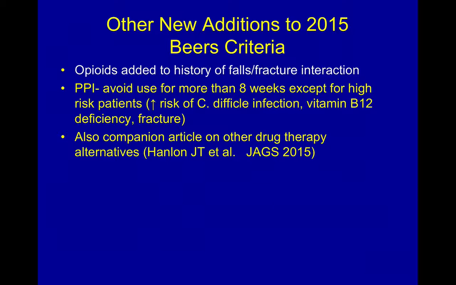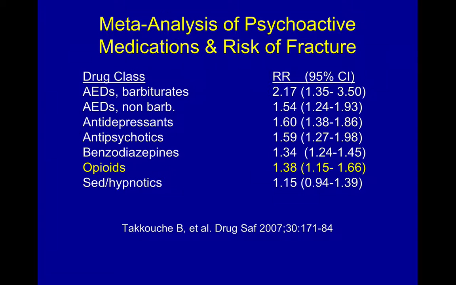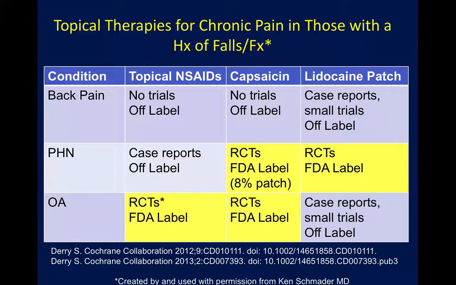The other thing that's encouraged throughout the Beers criteria is that companion article, drug therapy alternatives. The biggest reason why opioids got added to the list is that when you look at drugs that can have psychoactive effects on elderly patients and put them at increased risk for falls and fractures, opioids fall right in there with anticonvulsants, antidepressants, antipsychotics, benzos, and sedatives and hypnotics. And there's almost a twofold risk of falls with these drugs. In fact, some recent studies have shown when the patient's on two of these drugs, it increases the risk even greater than fourfold.